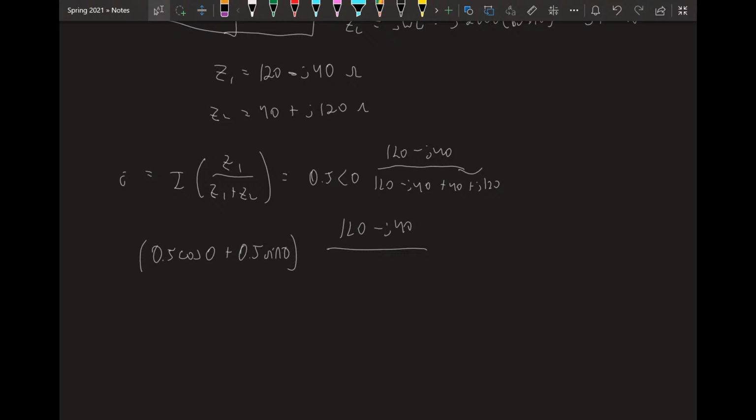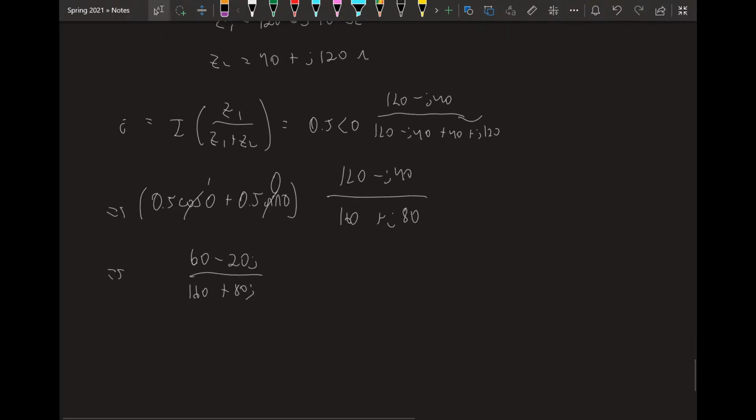So we have 120 minus j40. Simplifying the bottom, this gets to 160 plus j80. Notice that cosine is 1, sine is 0, so this is just 0.5. Multiplying that out, we get 60 minus 20j over 160 plus 80j. So now we're left with this.